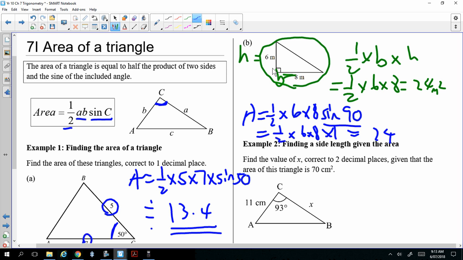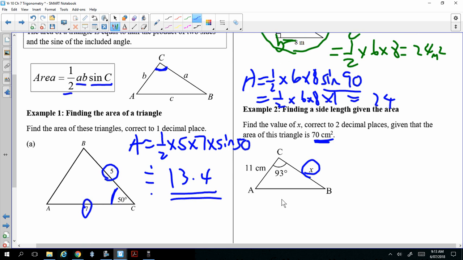All right, once we do that, we'll just do a slightly different question where they give you the area. They want to find the missing side. And that's easy if you just set up an equation. The area is 70 square centimeters equal to half times 11 times x sine of 93. Like that. So you're going to work out what x is.